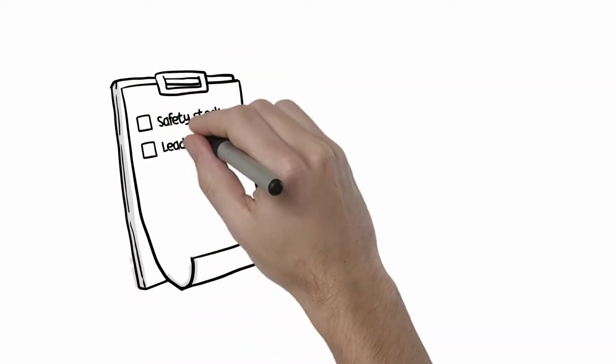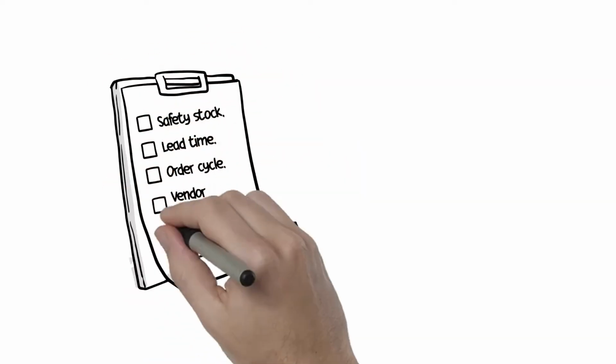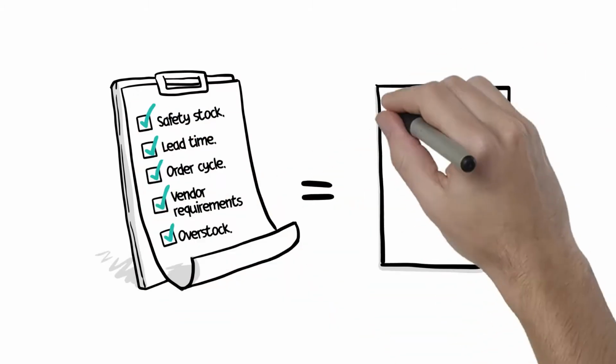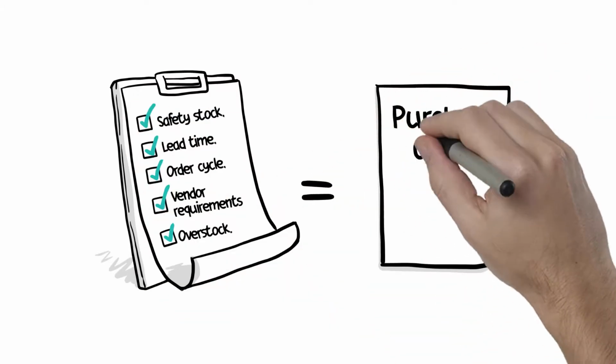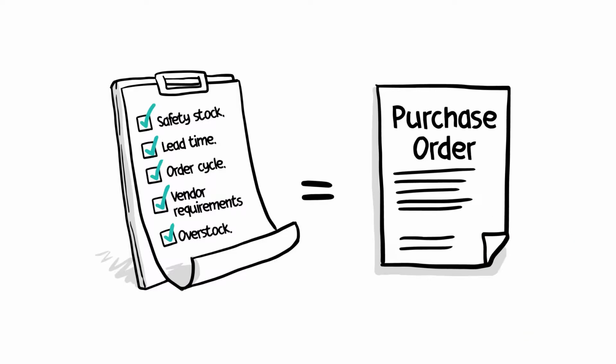Purchasing is complicated. We start with a forecast and inventory on hand to create a purchase order. To be effective, though, we also need to look at safety stock, order cycle, vendor requirements, and overstock. Alright, before we get into forecasts and suggested orders, let's start from the beginning with inventory position.